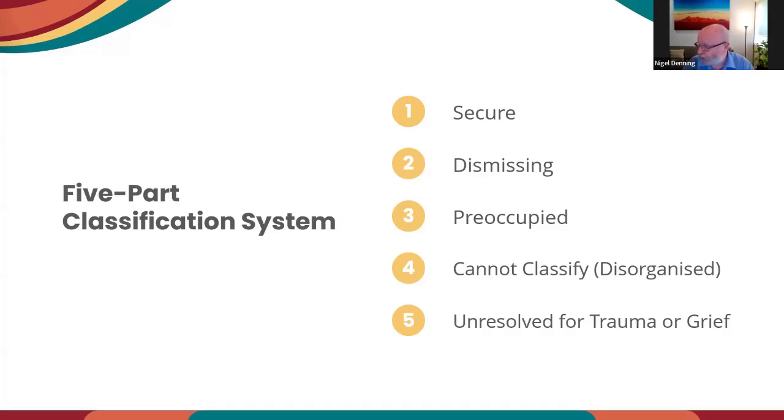Disorganized attachment, from a clinical perspective, commonly and almost universally maps onto a condition like borderline personality disorder. Very, very parallel. And then there's a fifth classification, which is unresolved for trauma or grief. And this is an interesting feature in the transcripts, to distinguish between disorganized and the unresolved.